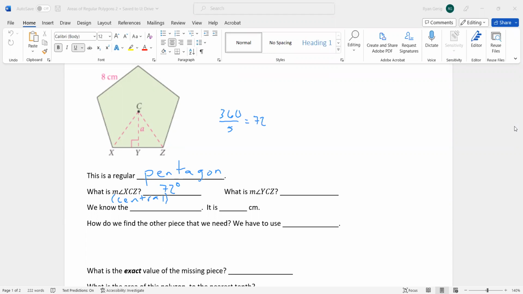What is the measure of YCZ? That's the apothem and the radius. Cut that in half, you get 36 degrees. Okay, so we do not have a special right triangle. That's the key thing I want you to see here.